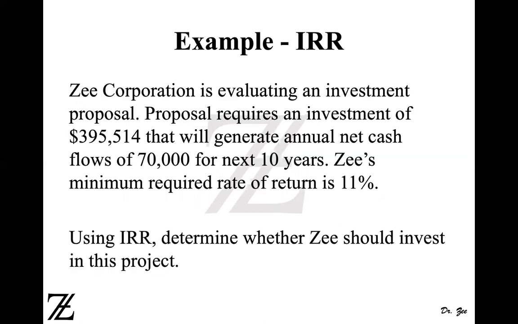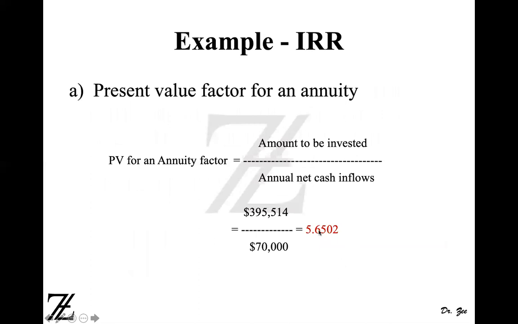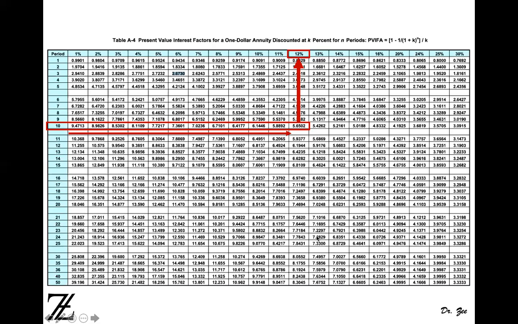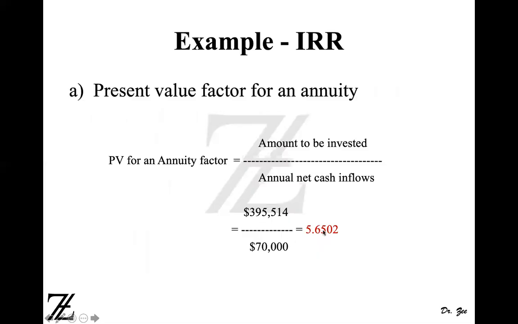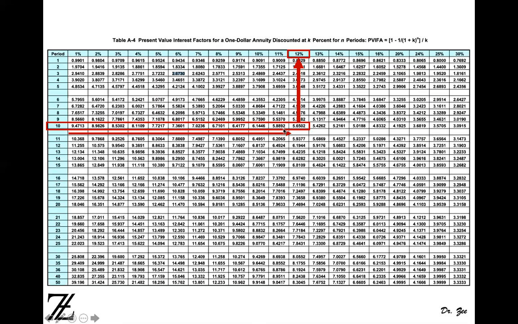Now, if you look at the question, the investment is for 10 years, right? So in the table, when you come, you're going to look at 5.6502 factor in year 10. So this is year 10. You're going to move towards right and see where you're going to see 5.6502. So in this table, looks like when you reach right here, it's 5.6502. So you're going to look at the header, and the header says 12%. So 12% is the internal rate of return.